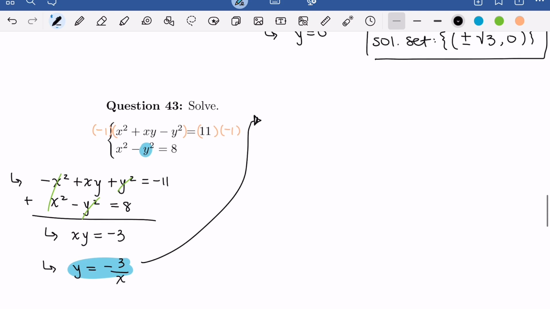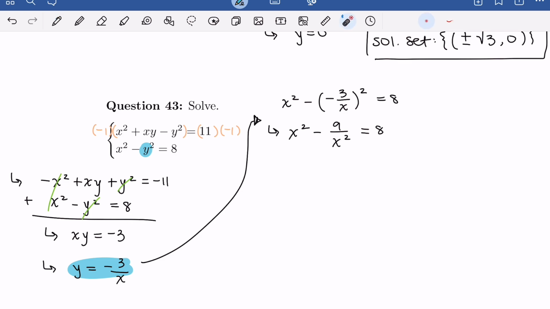So we're going to plug in this value for y into our bottom equation. So we're going to have x squared minus y squared, so that'll be negative 3 over x squared, and this is going to be equal to 8. All right, now the first thing that we have to do is distribute this square to both of these guys. So we're going to have x squared minus, this will give us a 9 over x squared, and this is equal to 8.